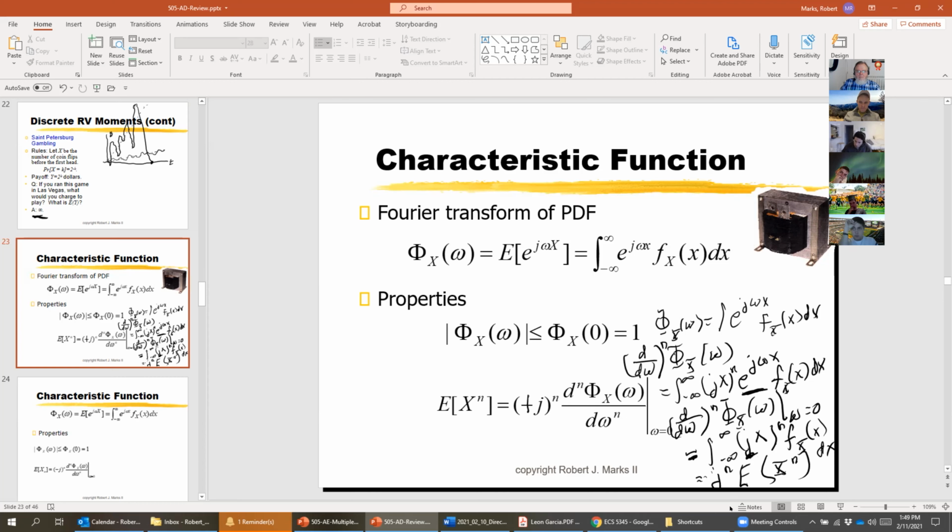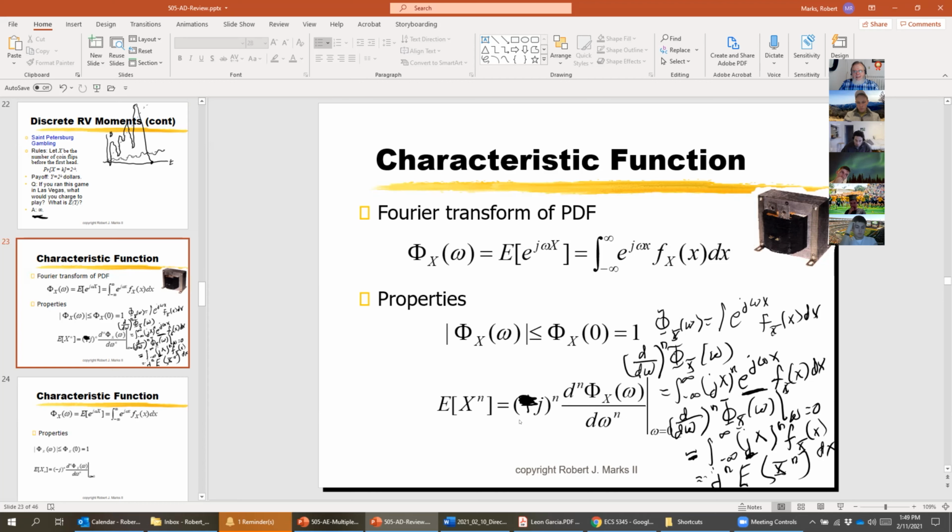Oh, no, it should be a minus. Sorry, I was right. I should never doubt myself. So the expected value of x to the n, if you take this j to the n to the other side, it becomes a minus j to the n. So this was correct.